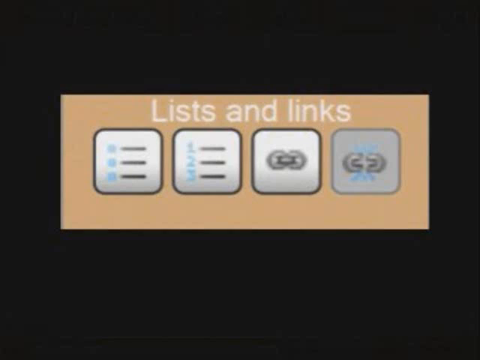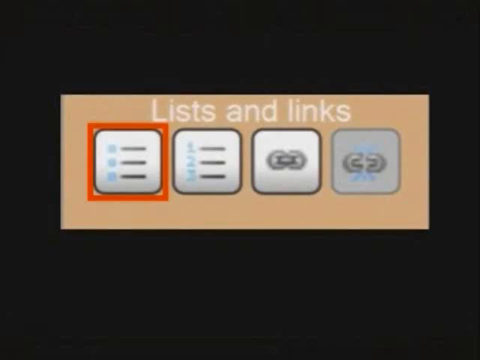Next, we'll talk about the list and the link buttons. The first button is for creating a bullet list. Now, a bullet list is basically just a list in which every item is headed by a bullet or a dark dot. So I'm going to show you here.